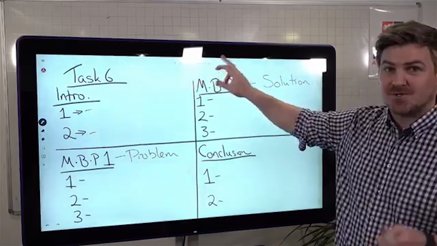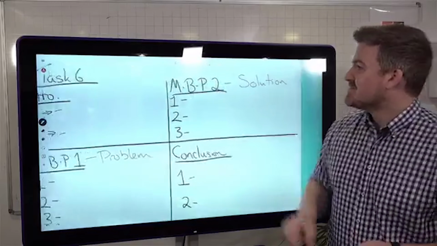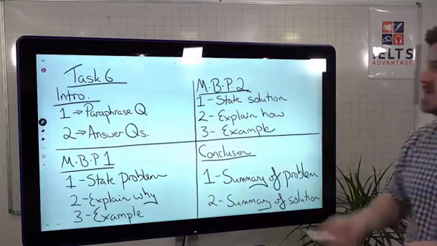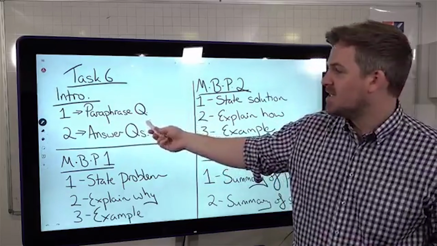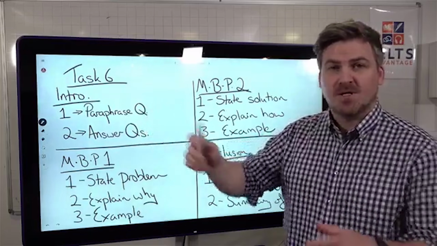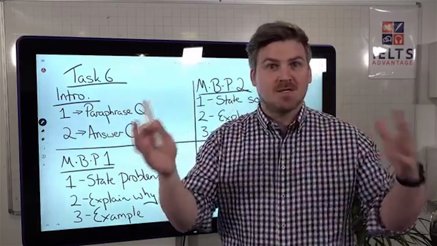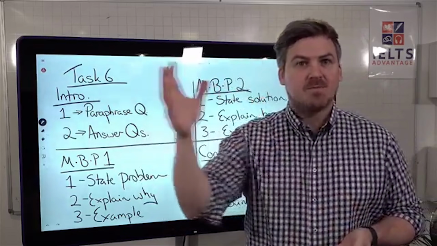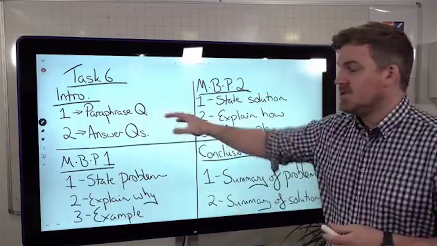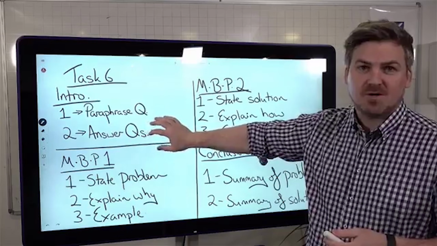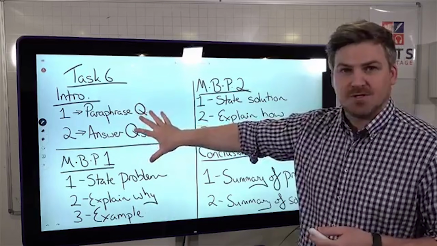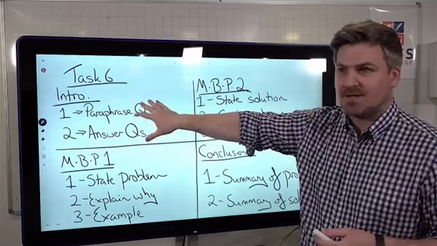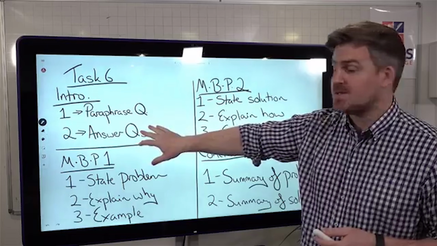And here are the answers. Don't cheat. So, in the introduction, paraphrase the question and then answer both questions. So, paraphrase the question, this is what's happening, this is the problem, and this is the solution. All right? You're not explaining anything here, you're not going into any detail, you're just stating this is what's happening, and this is the problem, and this is the solution.